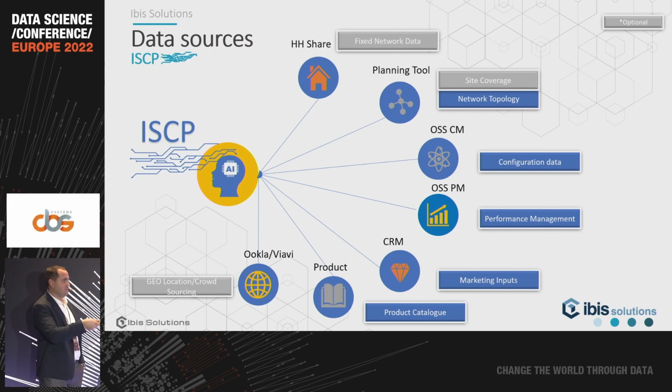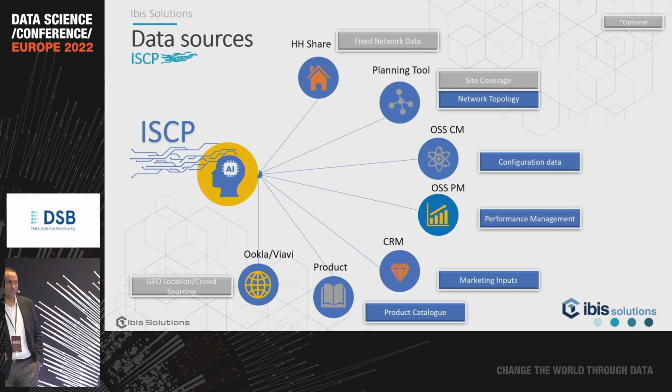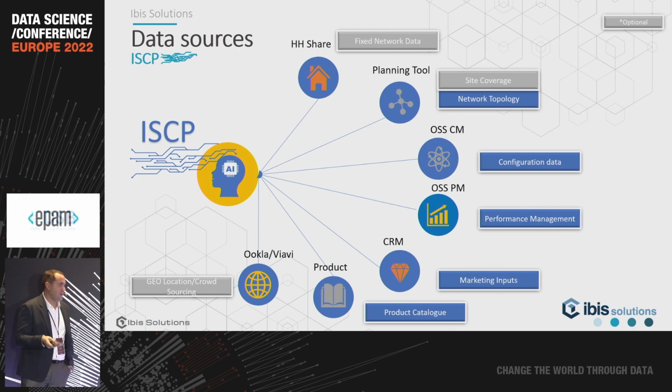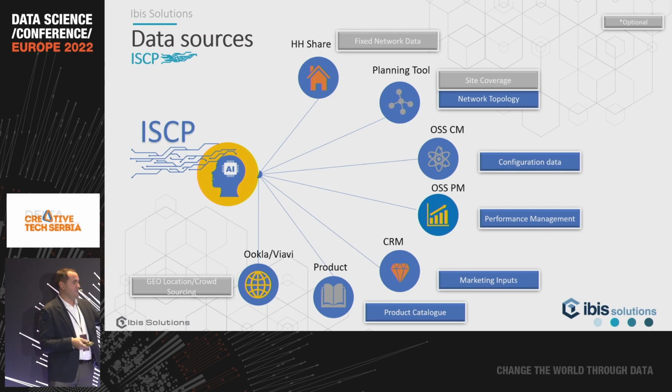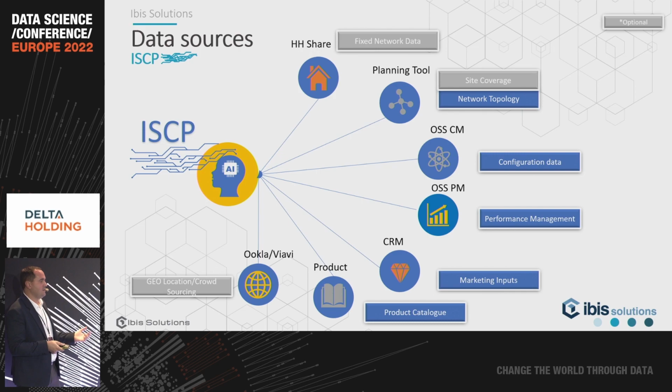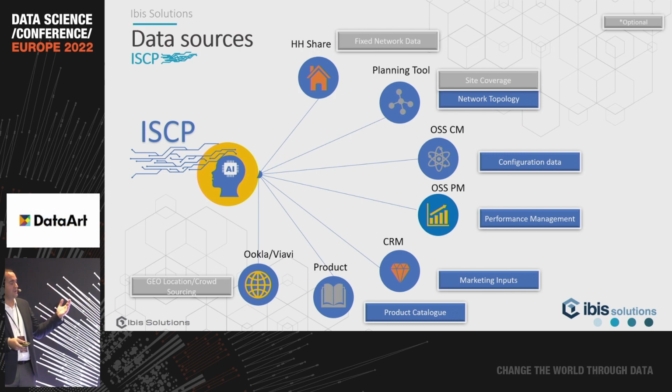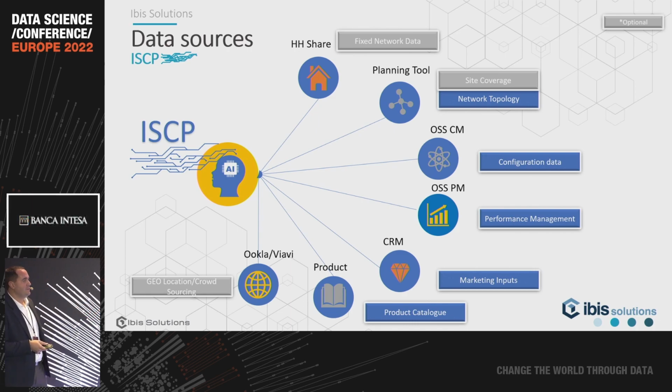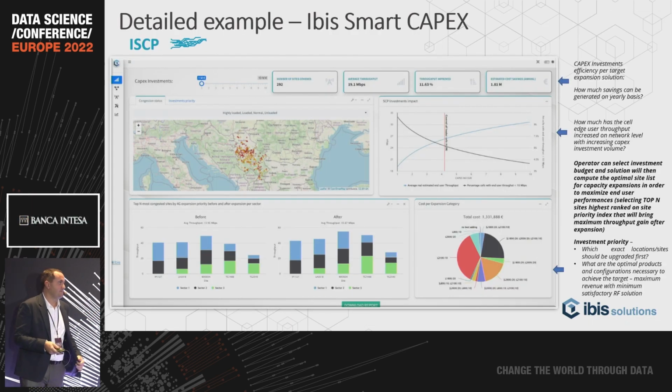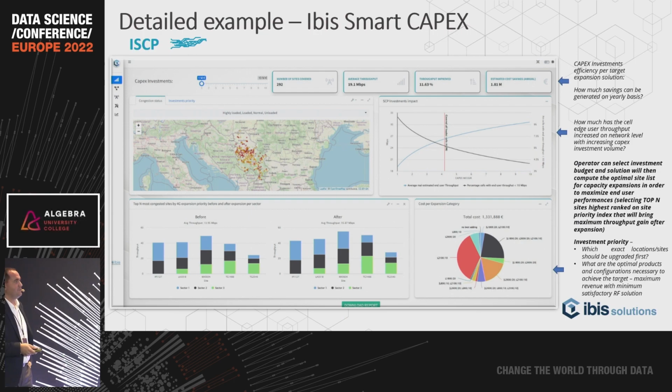What are the products? What is the cost per product? So we have several vendors. We have Nokia's, we have Ericsson's, we have different vendors. We need to understand what is the price and what is the configuration per each of them. And last but not least, we can use crowdsourcing data. It is the only external data source which is not already available within the telco environment of a typical operator.